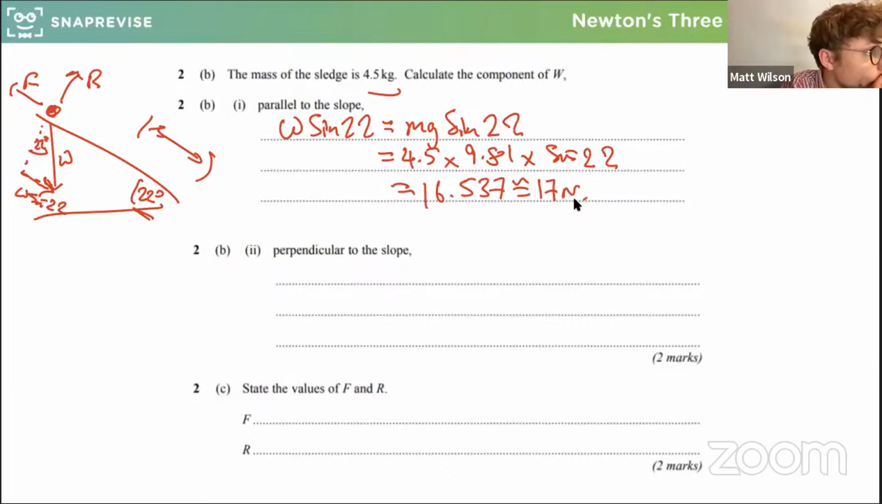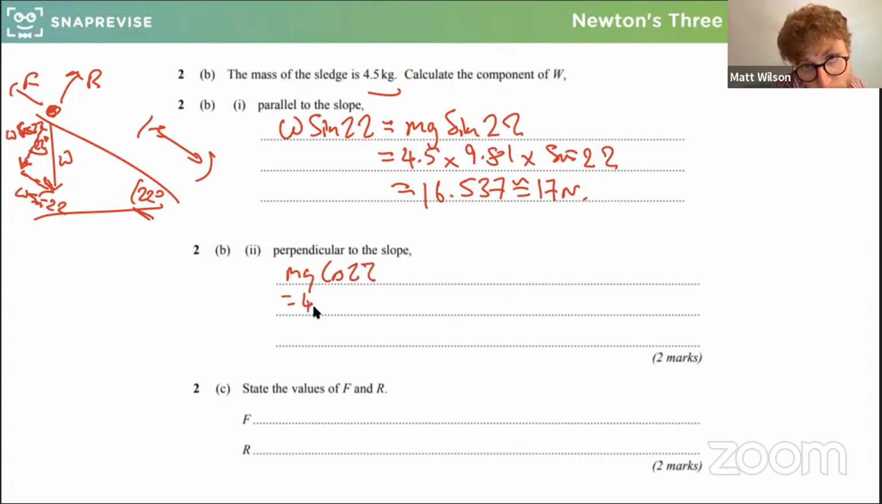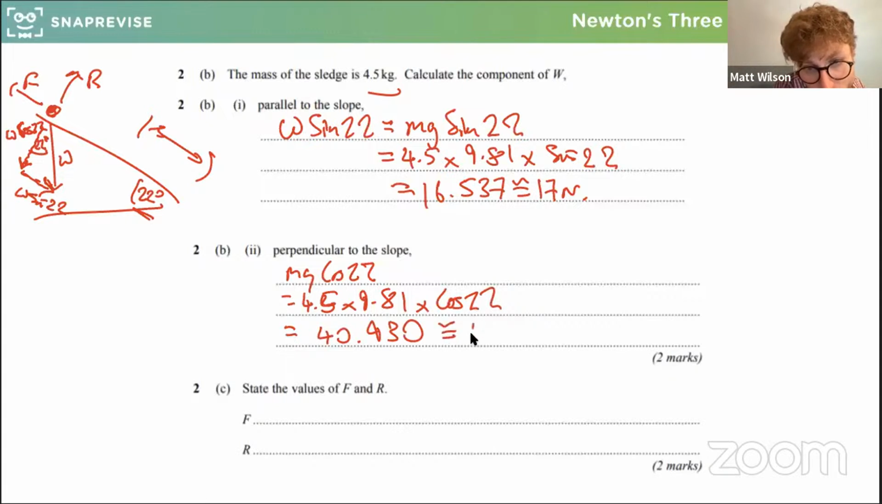Good. Okay, now let's go for perpendicular to the slope, and that's just going to be the other component of this weight, which is now W cos 22. So this time we have mg cos 22. Again, the mass is 4.5. Gravitational acceleration is 9.81. And we have cos 22. Chuck that in a calculator, you'll get 40.930, which is roughly 41 newtons.